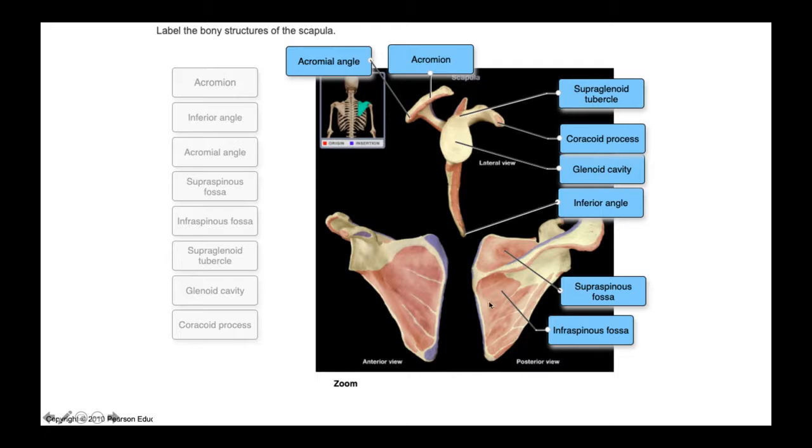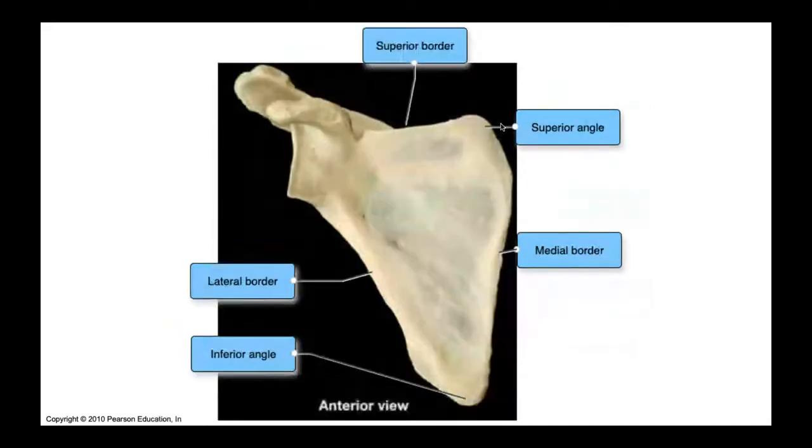Way at the bottom is the inferior angle, superior angle. From this view, inferior angle, superior angle would be up here. Here's the glenoid cavity. There's a supraglenoid tubercle and an infraglenoid tubercle. Here's the acromion process, and here's the coracoid process. Now, don't confuse coracoid process with the coronoid process of the mandible, but there's also a coronoid process of the ulna. Okay, so remember the scapula has the coracoid. The coracoid is on the scapula. That's how you can remember it.